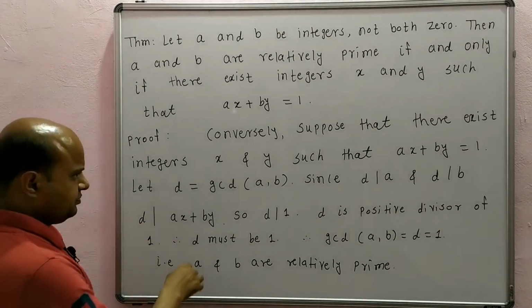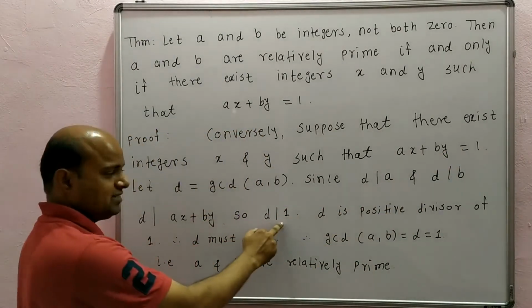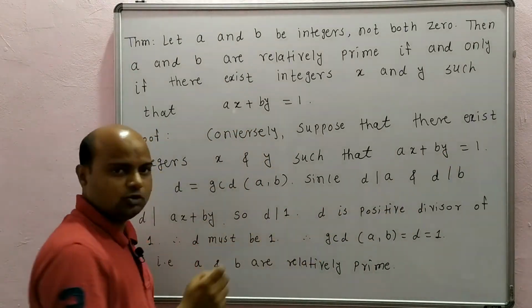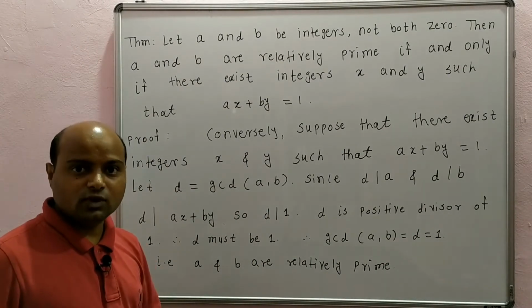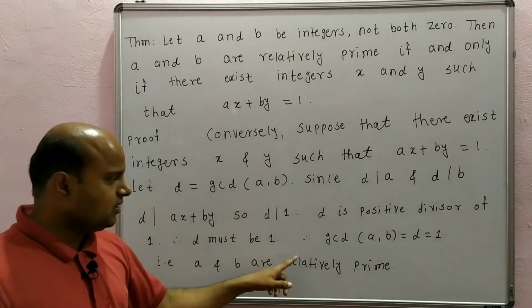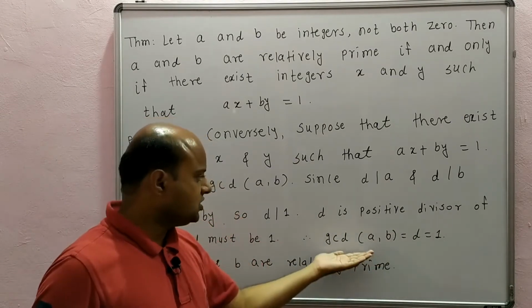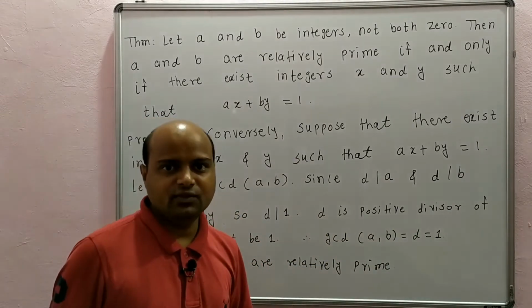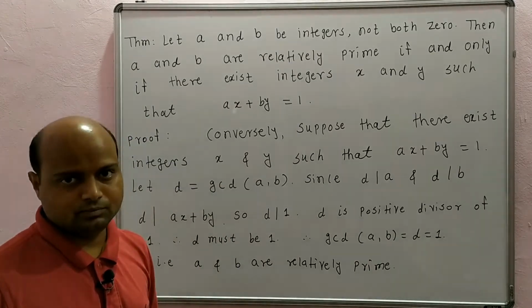But ax + by is what? 1. Therefore, d divides 1. d is a positive divisor of 1. So, what are the positive divisors of 1? 1 itself. Therefore, d must be 1. And therefore, the GCD of a and b is d, and d is equal to 1. So, the GCD of a and b is 1. So, by the definition of relatively prime integers, a and b are relatively prime.